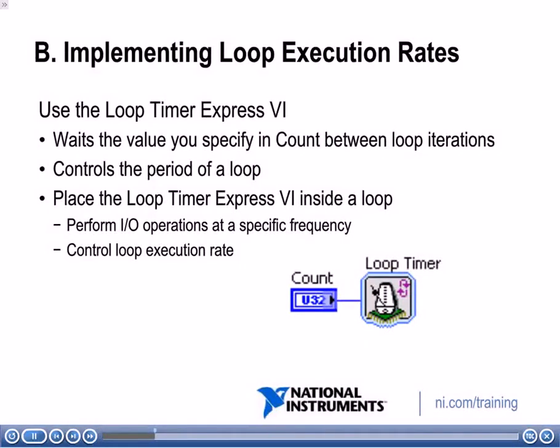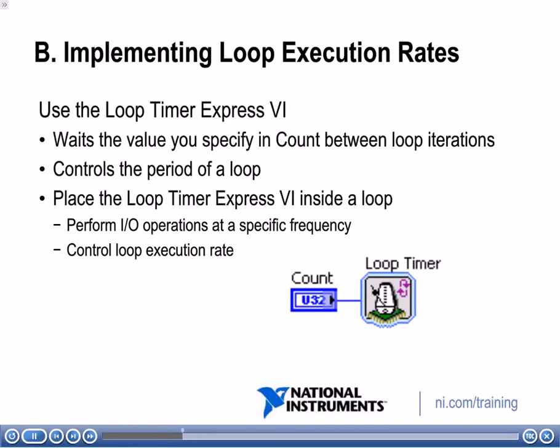So here we'll talk about implementing loop execution rates using the loop timer Express VI. When you place it down, it's going to wait the value you specify and count between loop iterations. And that's essentially how it's going to control the period of the loop and the frequency of the loop. The way that you would use it is you would place the loop timer Express VI inside a loop. And then by using this function, you're going to be able to perform I/O operations at a specific frequency, and you'll be able to control the loop execution rate.